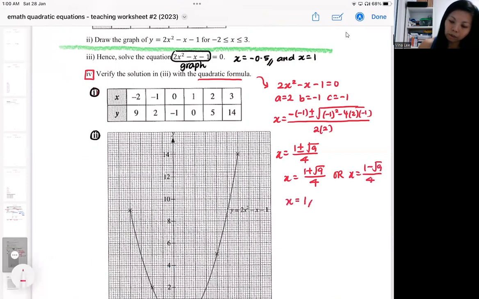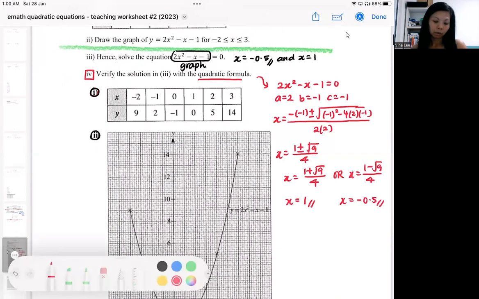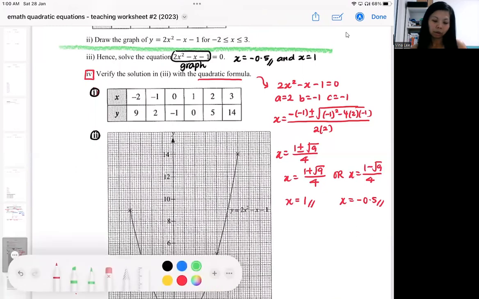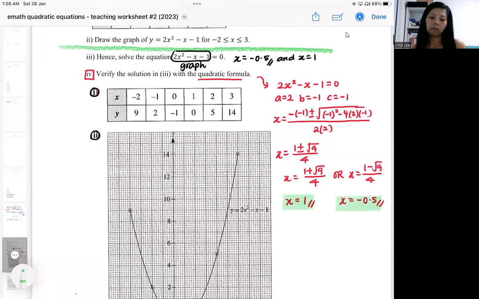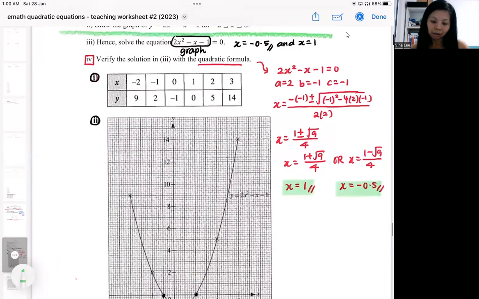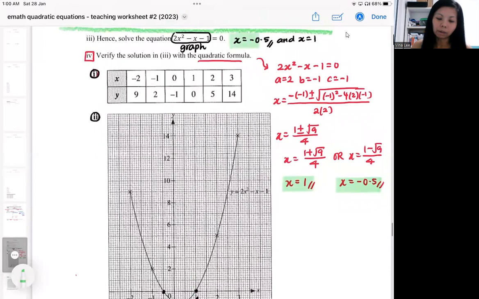So you will get a 1 here. Okay, 1 minus 3 is minus 2. So you get a minus 0.5. So you actually get the same answer. You check out, you actually got the same answer. So the quadratic formula gives you this answer. The x-axis from the graph also gives you the same answer.